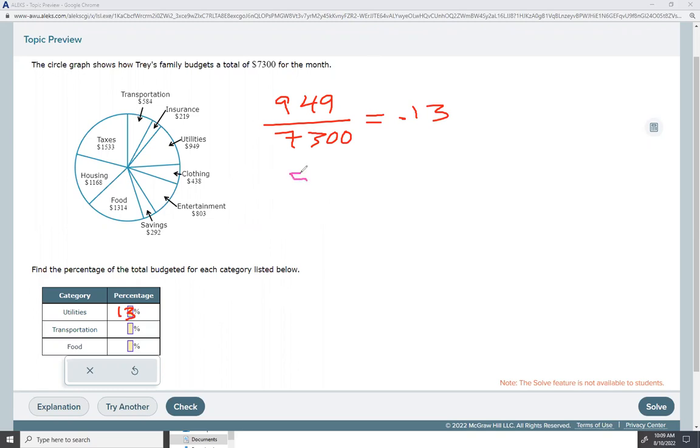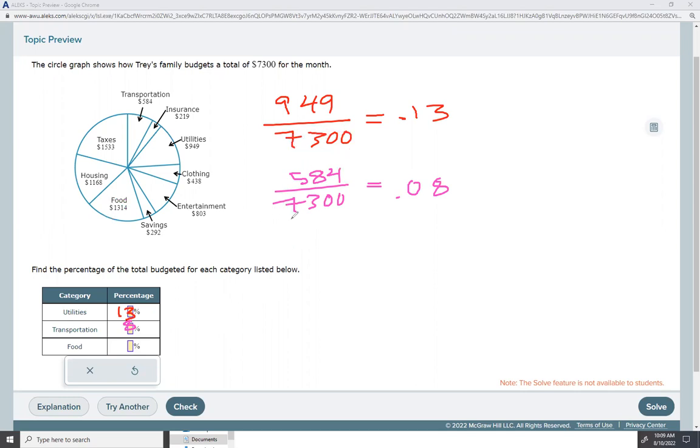Then they say, how about transportation? Transportation is $584 out of $7,300. Let's see, 584. And that'll be 0.08, or in other words, 8%. And then you do the same thing for food, 1314 divided by 7,300.